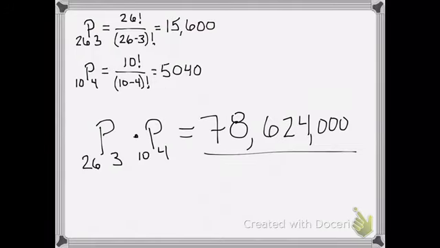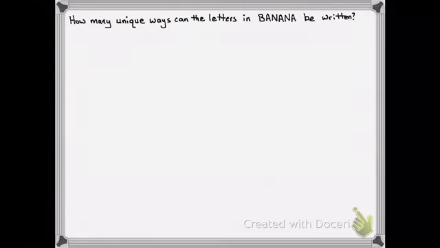But what if we have a problem that looks like this? How many unique ways can the letters in banana be written? In this case, we might look at it and go, there are 6 different letters, B-A-N-A-N-A, and so that's just 6 factorial, which is not correct. That would be 720 combinations, 6 times 5 times 4 times 3 times 2 times 1. That's not how many we have, because that first A is no different than that second A, which is no different than that third A.